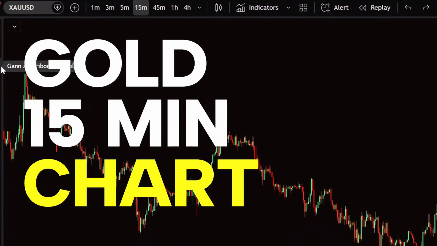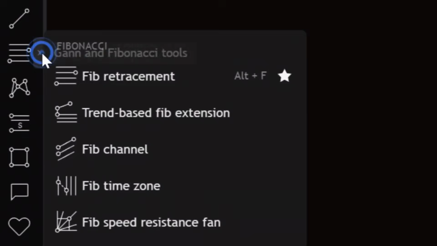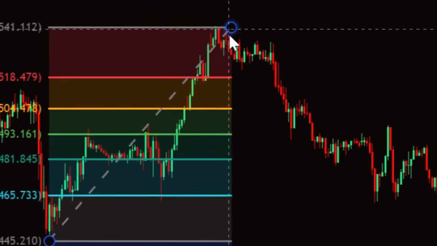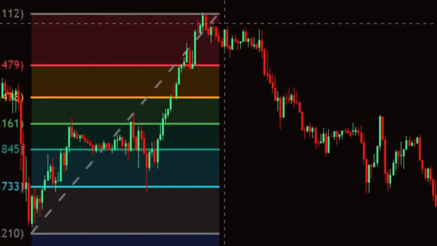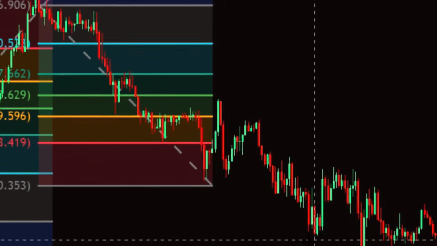Look at this price chart. If you're a gold trader, this probably feels familiar. You've got a Fibonacci retracement from this low to that high, another one from a smaller swing inside it, and maybe even a third one just for good measure. It turns into a mess pretty fast.